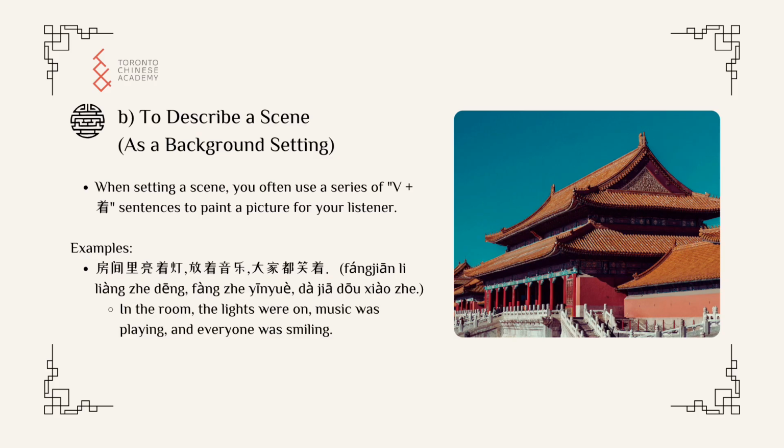In the second situation when you should be using the construction is when you are setting a scene. You often use a series of verb plus 着 sentences to paint a picture for your listener. To do this, you could say 房间里亮着灯, 放着音乐, 大家都笑着. In the room, the lights were on, music was playing, and everyone was smiling.